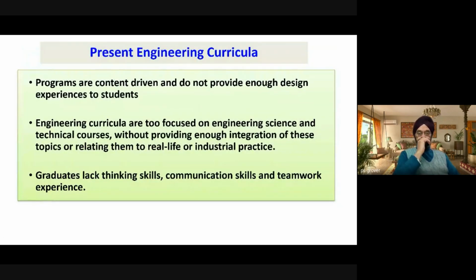Now, if we look at our present engineering curricula, the programs are content driven and do not provide enough design experience to students. See, we are very good, our students are good, our faculty is good, but our teaching is a textbook teaching. See, what are the contents given in the textbook? We teach them. Now, beyond that, we are not able to do it. There are constraints, maybe time, maybe resources, but that is a fact.